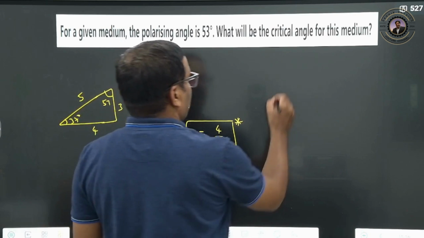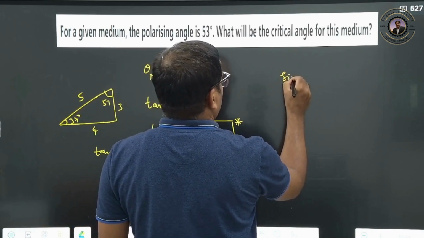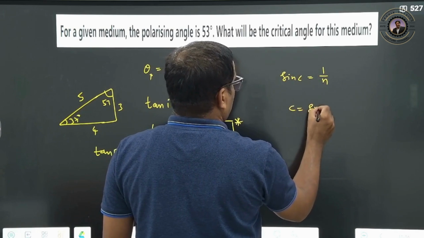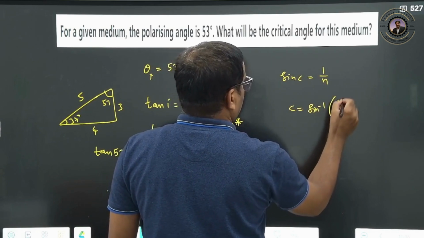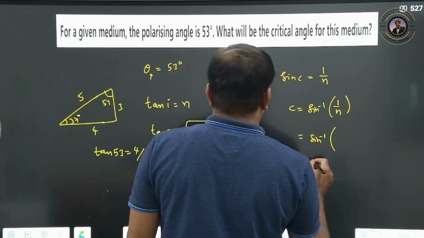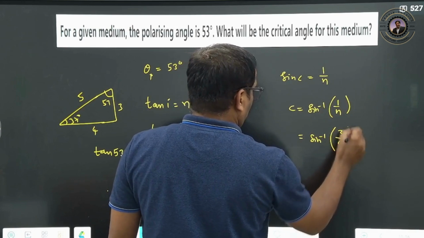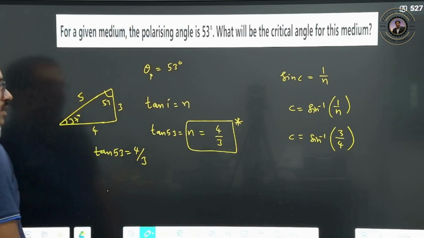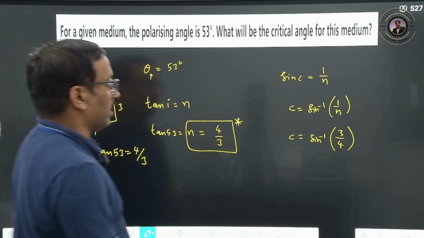Therefore, for the critical angle, what can you write now? Sin C is equal to 1 by n. C is equal to sine inverse of 1 by n. So sine inverse of 1 by n is nothing but sine inverse of 3 by 4. Clear? Sine inverse of 3 by 4. So this will be your critical angle now.